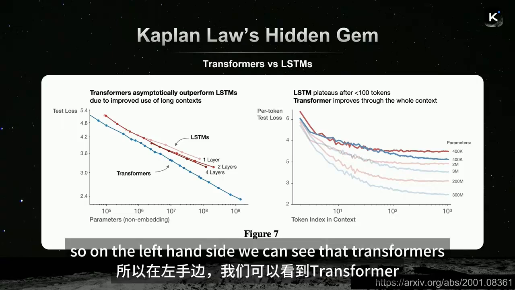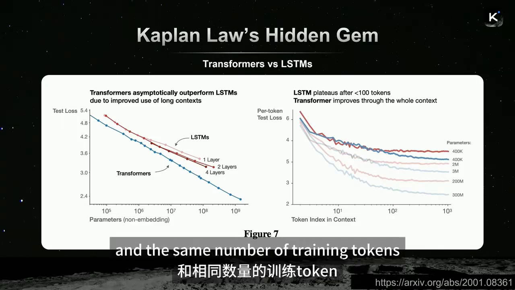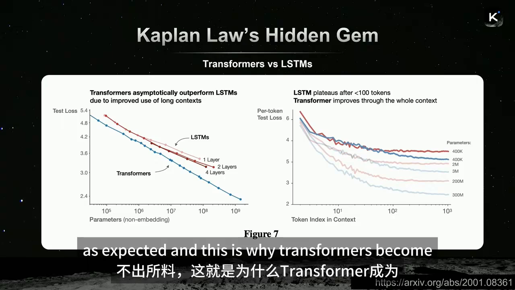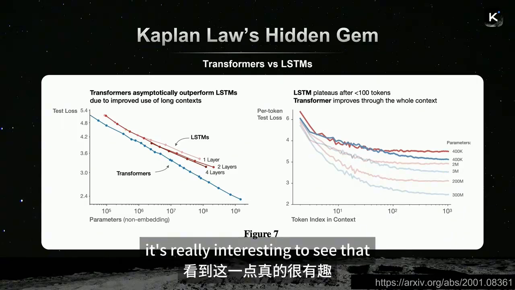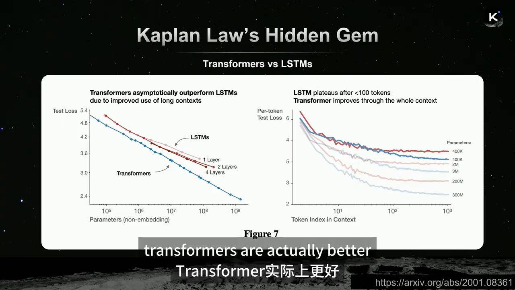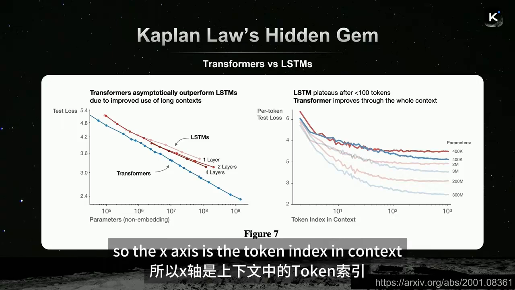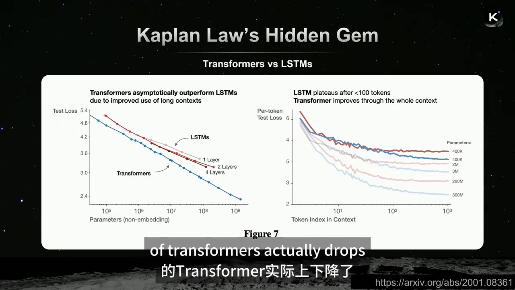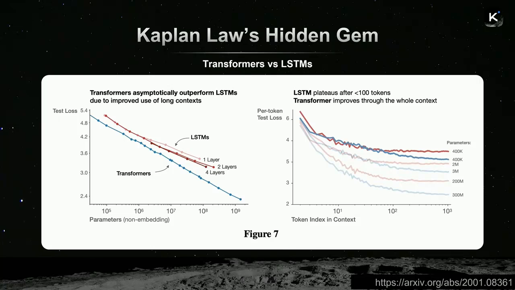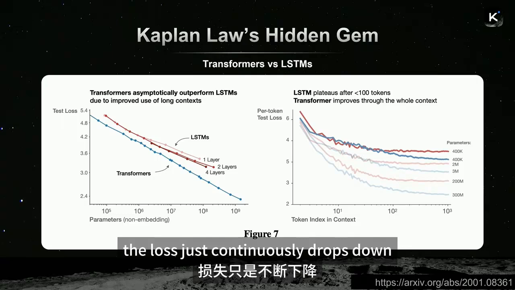On the left-hand side, we can see that transformers achieve a lower training loss given the same number of parameters and the same number of training tokens, as expected. And this is why transformers have become the de facto architecture that people are using right now. But on the right-hand side, it's really interesting to see that transformers are actually better because they can improve through the whole context. The x-axis is the token index in context, and if you increase the token index, you can see that the training loss of transformers actually dropped by a lot. If you just continually increase the context length, the loss just continuously drops down.